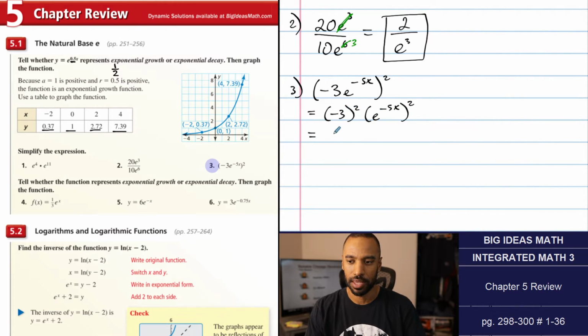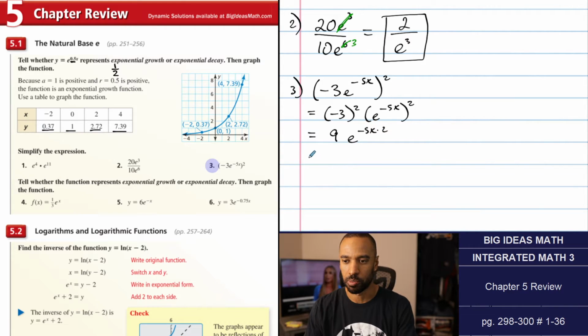Squaring negative 3 is negative 3 times negative 3, which is positive 9. Squaring these two, which is multiplying two of these, which is adding two negative 5x's, or doubling them. So this is e to the negative 5x times 2. Those are multiplying. So that's 9e to the negative 10x.